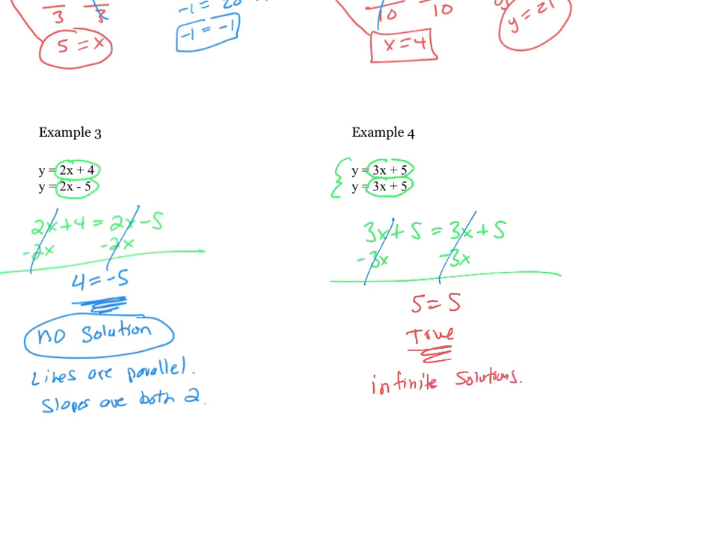Remember, this is the situation where if I were to graph these two lines, they were both going to be in exactly the same spot. So every point that works in the top equation will work in the bottom equation. So we'd say we have infinite solutions.